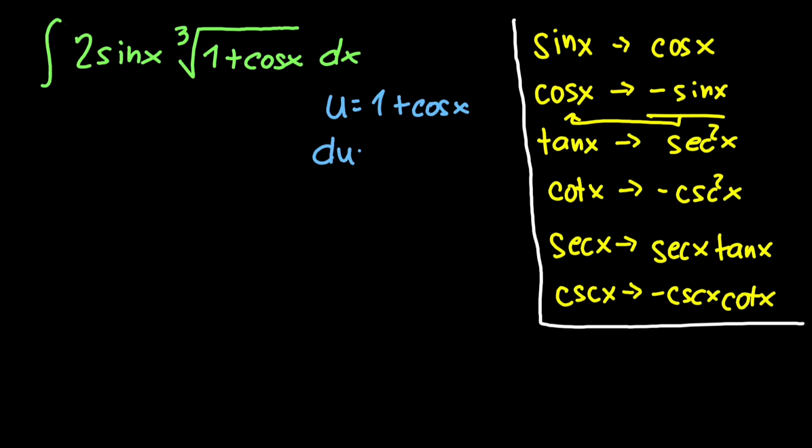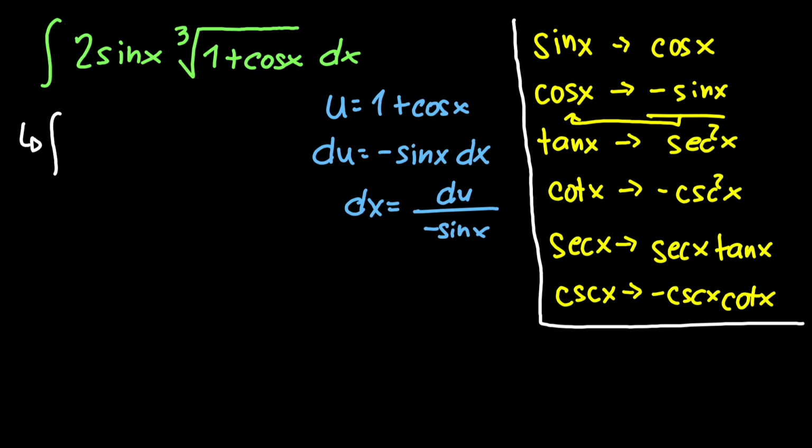Take the derivative. The derivative of 1 is 0. The derivative of cosine of x is equal to negative sine of x. And multiply this by dx. So dx right here would be equal to du over negative sine of x. Substituting this would be the integral of 2 sine x multiplied by the cube root of u multiplied by dx, which is equal to du over negative sine of x.